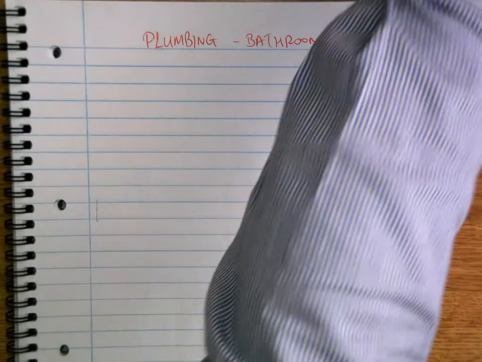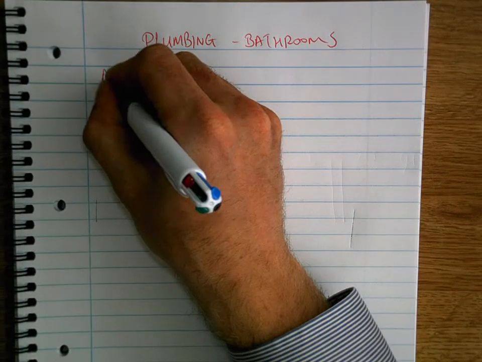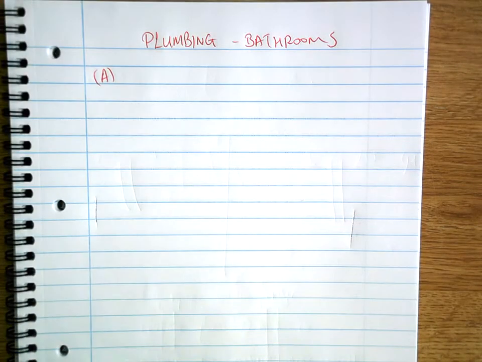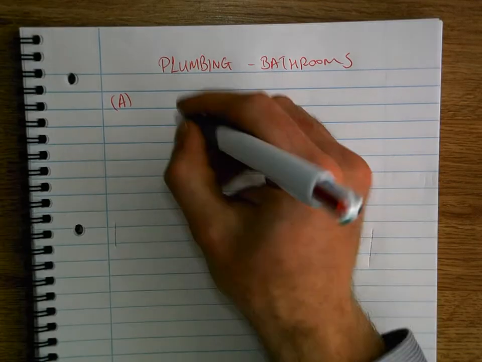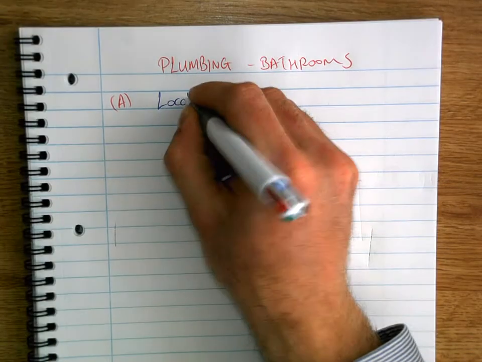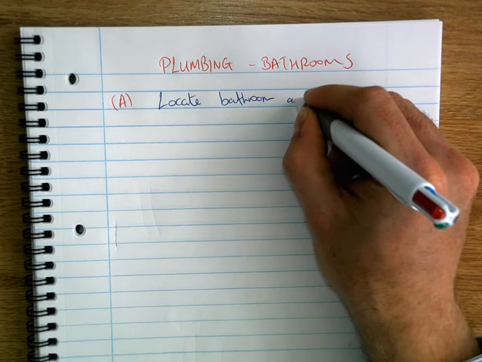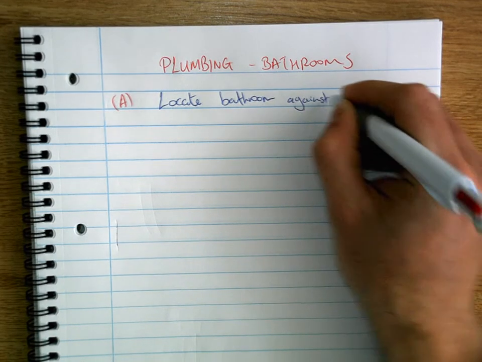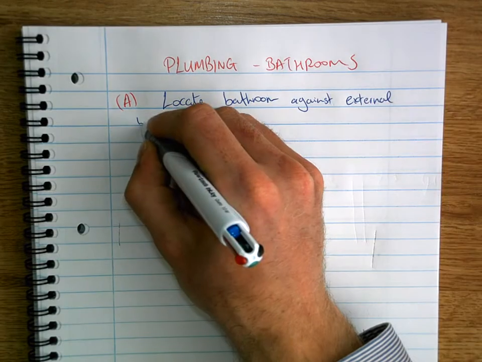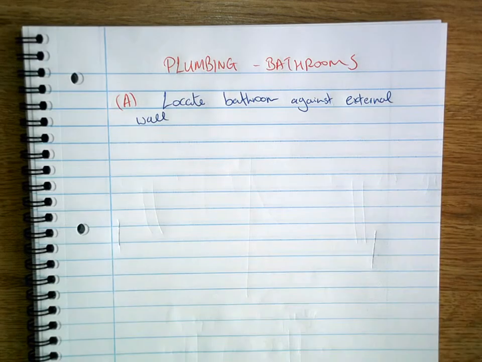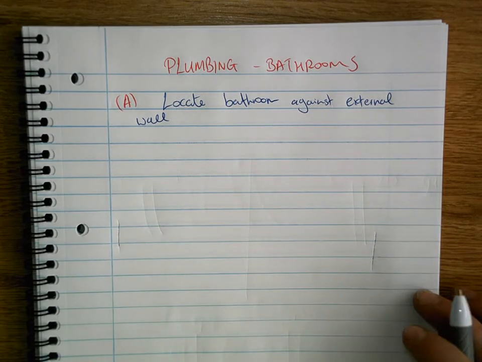The first one I'm going to include is that if you locate your bathroom somewhere on the first floor, you should try and put it against an external wall. So we're going to say locate bathroom against external wall, and the reason for that is that it will allow the bathroom to have a window in it, which therefore allows natural light in.